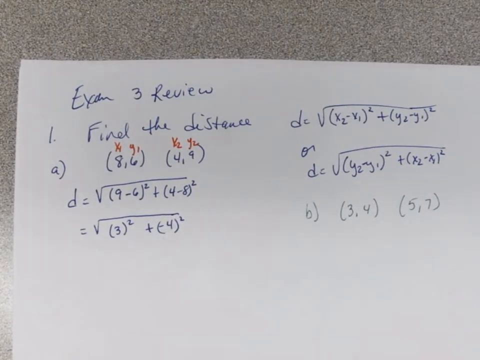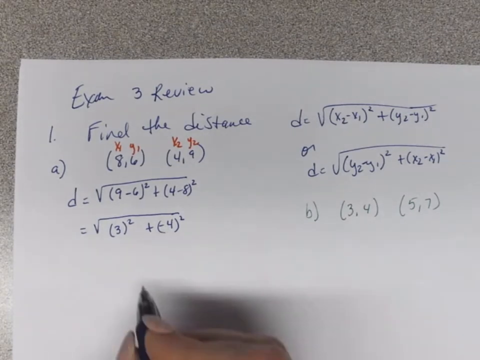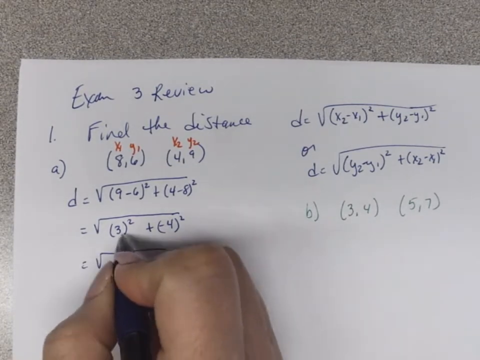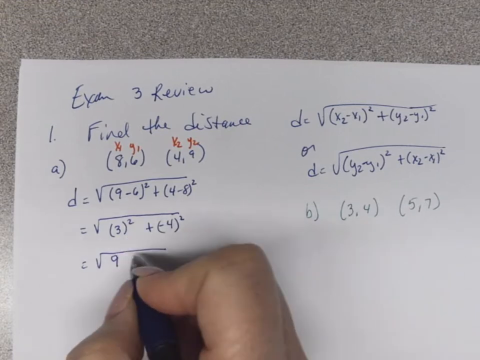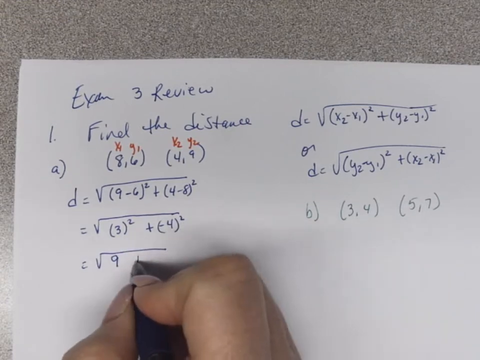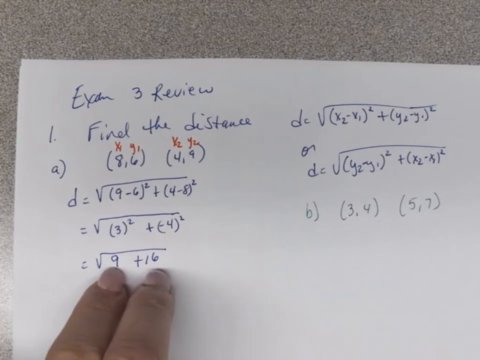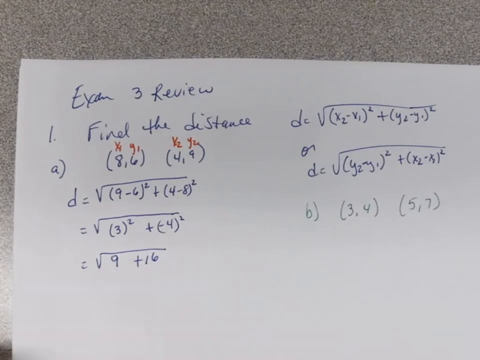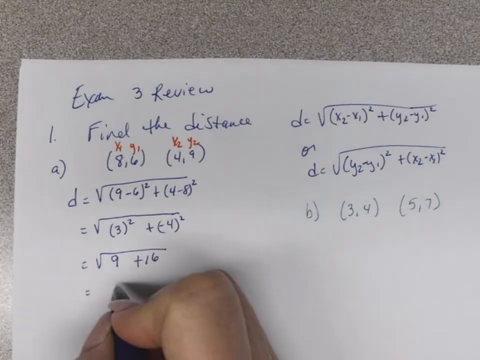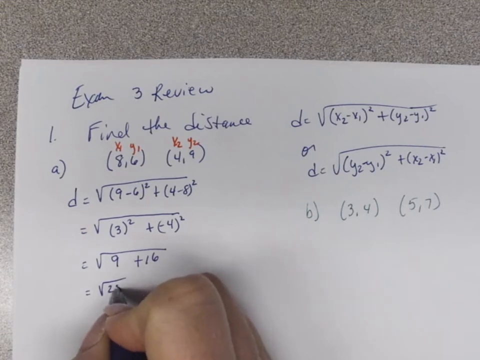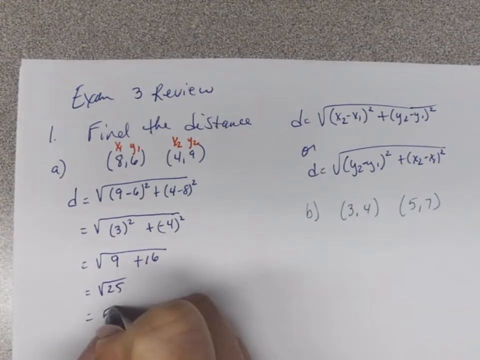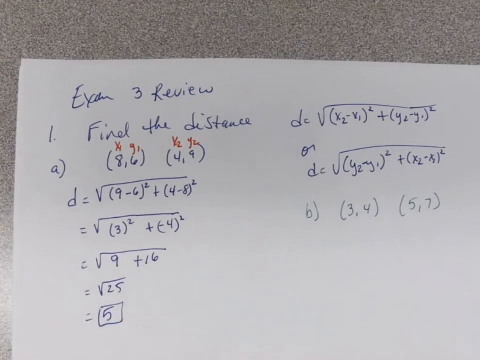If you notice, I always use parentheses because you've got to square the whole thing. When you get to this next part, I have 9, because 3 squared is 9. Negative 4 squared gives positive 16. Both of these numbers should always be positive because you're squaring the whole number, so you shouldn't have any negatives. 9 plus 16 is 25. The square root of 25 is 5, and that would be your final answer. So that's the distance between the 2 points.